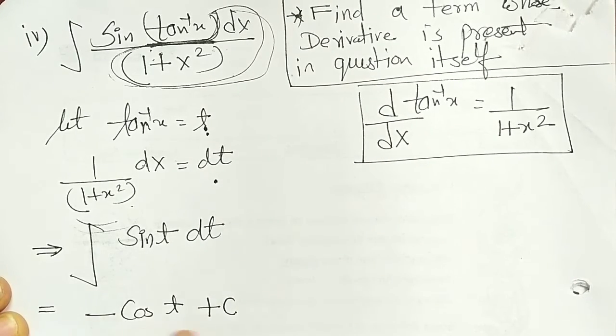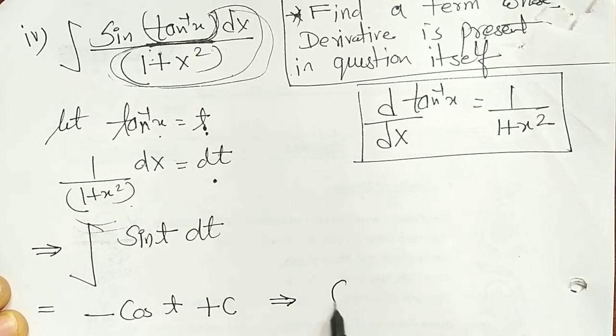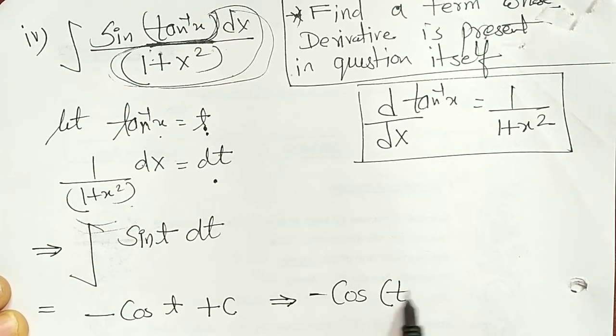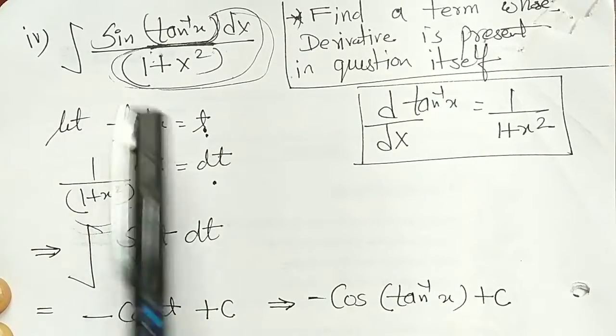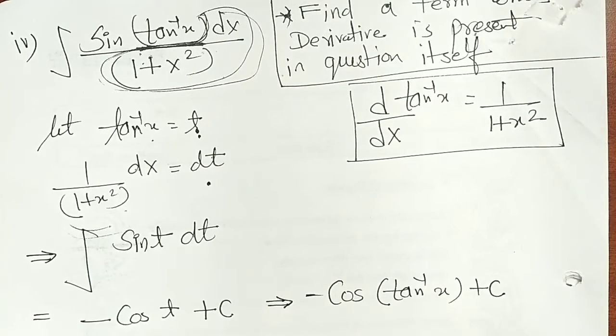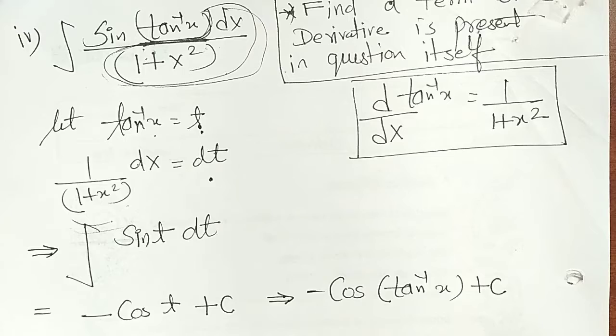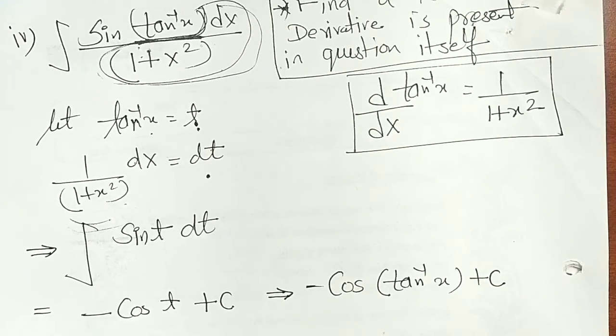And what is t? Because I can't write the answer in t. T was this. So let me put it here. So my answer will be minus of cos tan inverse x plus c. I hope you understood. This was the question and this is the answer. You understood the substitution method, guys? It is fun to find out a function whose derivative is present in the question itself.